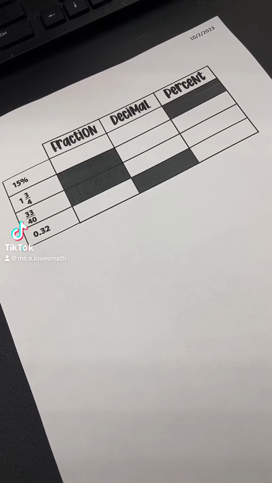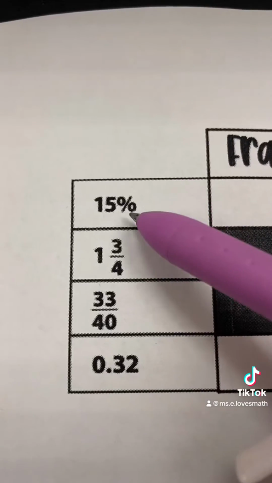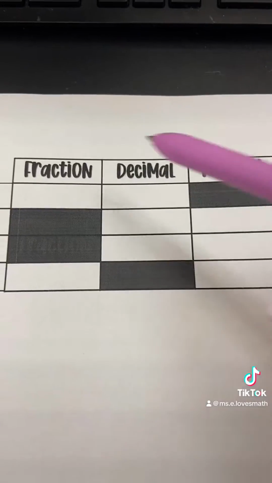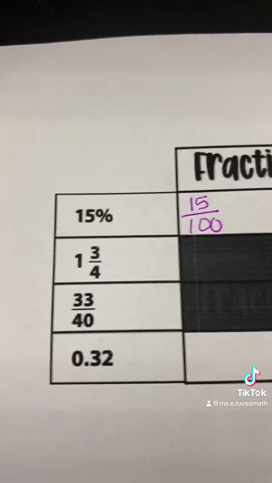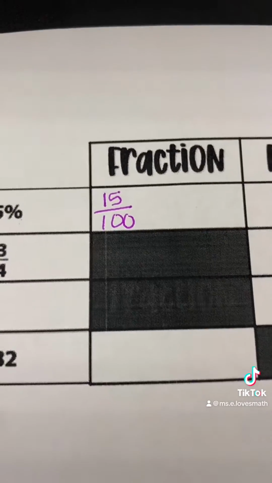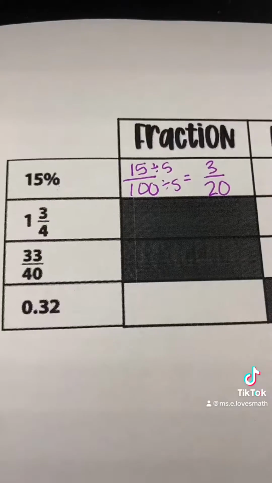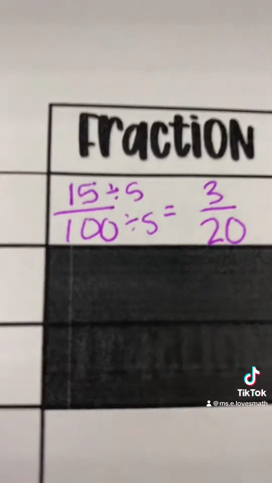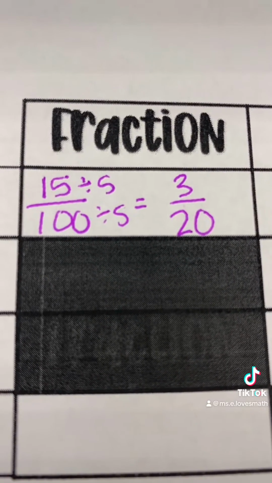Let's convert some fractions, decimals, and percents. The first number we are given is 15%. We need to turn this into a fraction and a decimal. All percents can be written as a fraction written over 100. Now we just need to simplify this fraction. So 15% as a fraction is 15/100, or simplified 3/20ths.